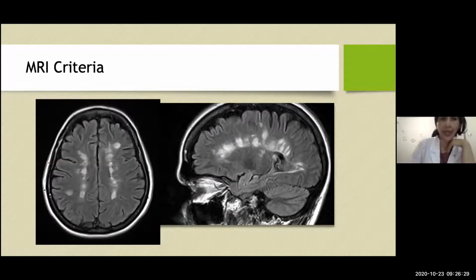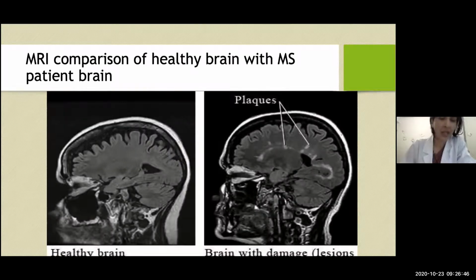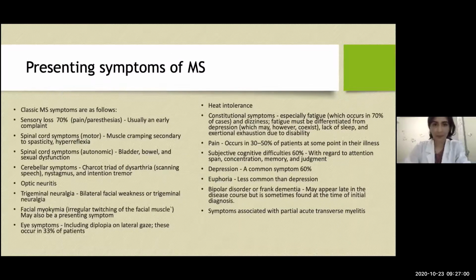This slide shows the MRI with enhancing lesions in the periventricular region of an MS patient. Another slide shows both enhancing and non-enhancing lesions. This slide shows the MRI comparison of a healthy brain with an MS patient's brain. You can see the healthy brain, and you can compare that with the brain damage in the MS patient due to plaques or lesions.